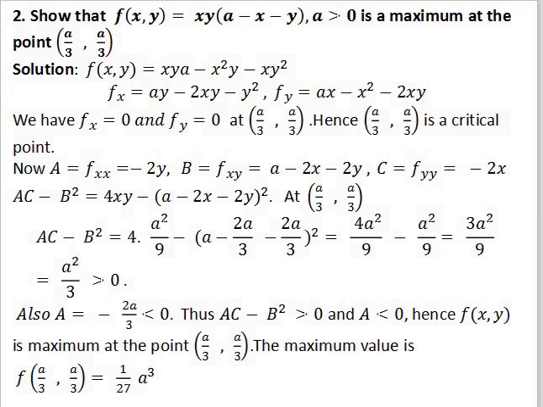a²/3 is greater than 0. Also, A at the point (a/3, a/3) is -2a/3, a negative value, less than 0. So AC - B² is greater than 0 and A is less than 0. Hence f(x,y) is maximum at the point (a/3, a/3). The maximum value: we have to substitute in the function x = a/3 and y = a/3. We get a³/27.